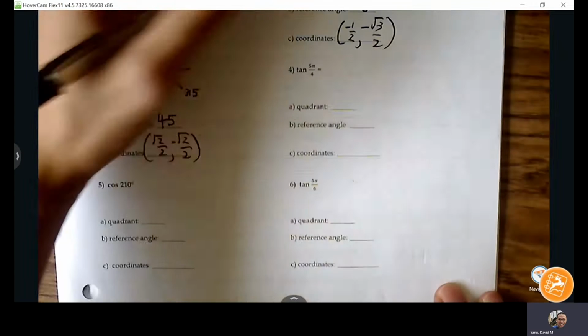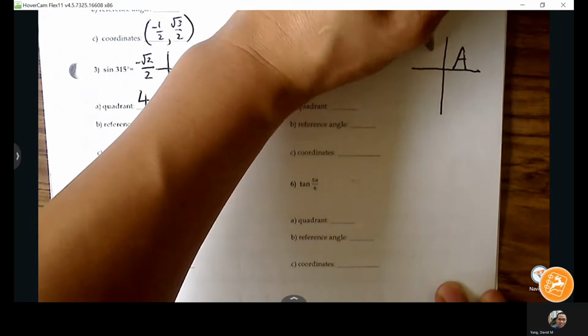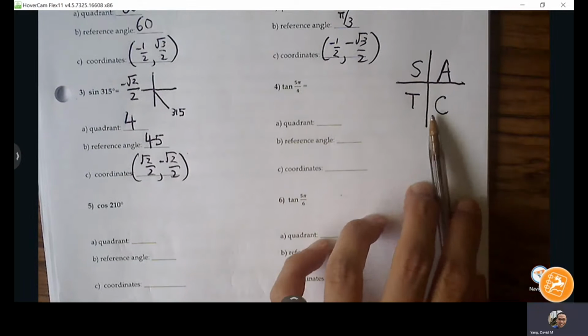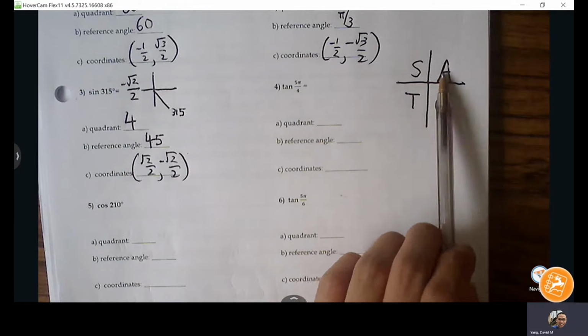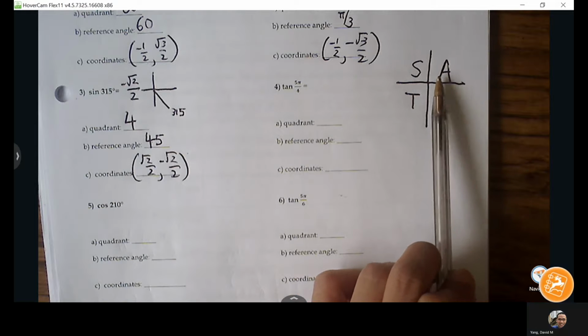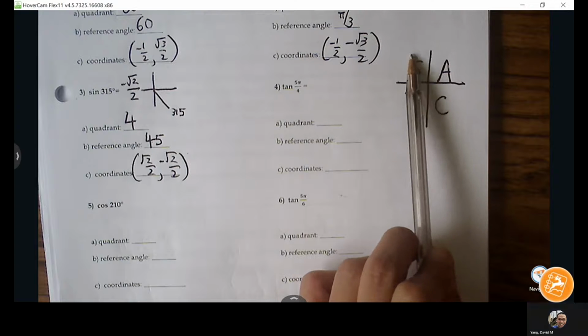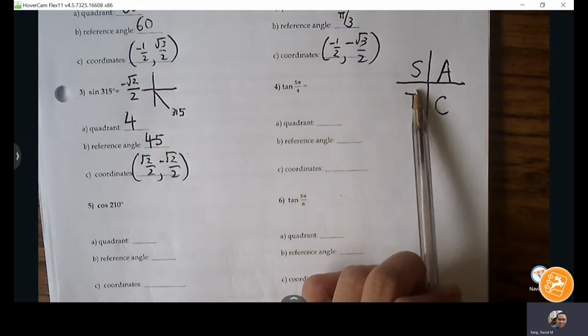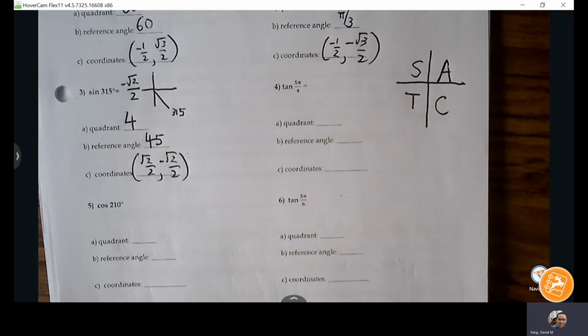It's also good, if this helps, as a reminder in terms of sine, cosine, and tangent, which are positive and negative. All trig functions are positive in the first quadrant. In the second quadrant, only sine is positive, sine and cosecant. In the third quadrant, only tangent and cotangent are positive. And in the fourth quadrant, only cosine and its reciprocal, so cosine and secant, are positive.